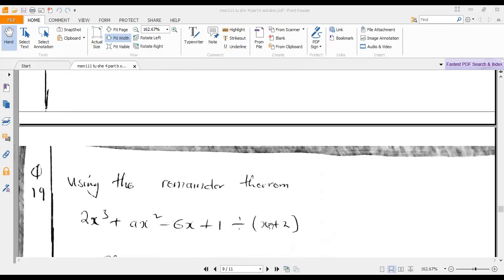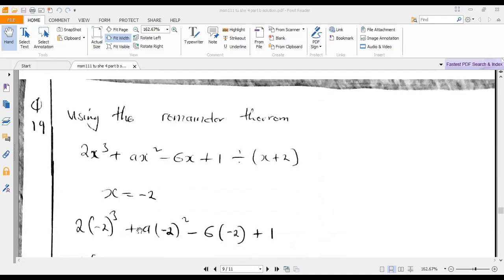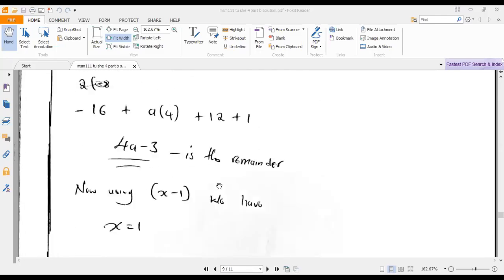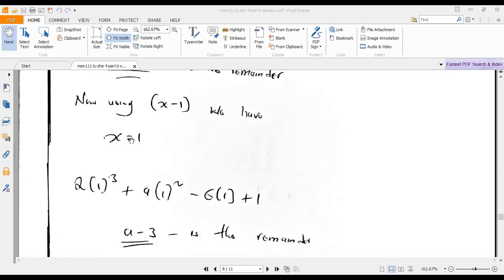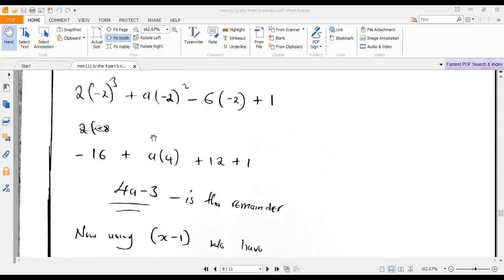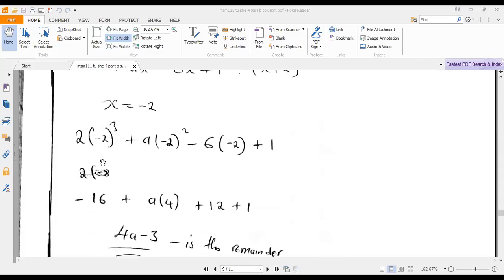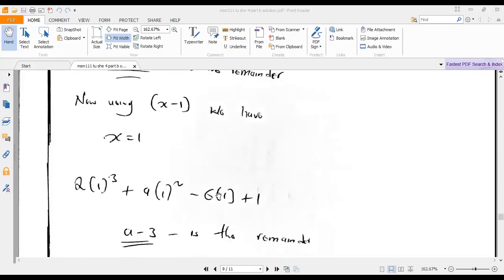We have started with x plus 2. Look at your theory sheet, please. You started with x plus 2 to divide this polynomial here. So I want to find our second equation now. Since this has given us our first equation to be 4a minus 3, which is the remainder, right? Now, using x minus 1, we want to find the remainder as well. So when you use x minus 1, you substitute where there's x here, you put a 1. You discover that you have a minus 3 is the remainder.